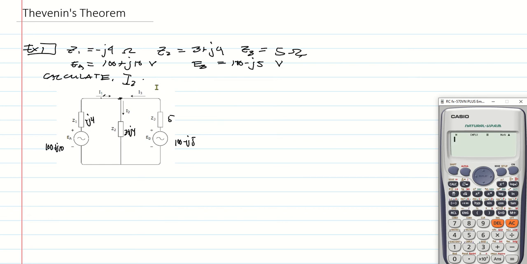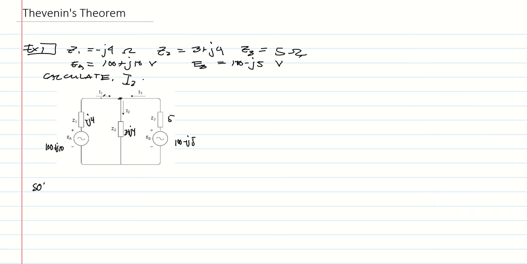And this time, we will be calculating the current passing through Z2, or I2, to illustrate the concept of Thevenin's theorem. Again, Thevenin's theorem is the same concept as in Circuits 1. The procedures are also the same. So to solve this, solution.